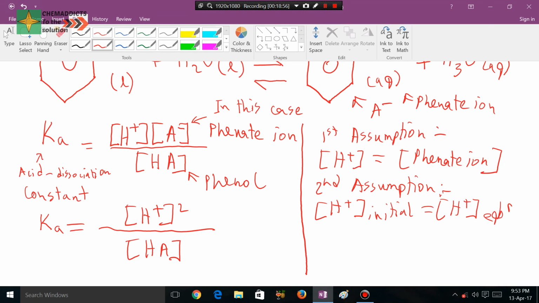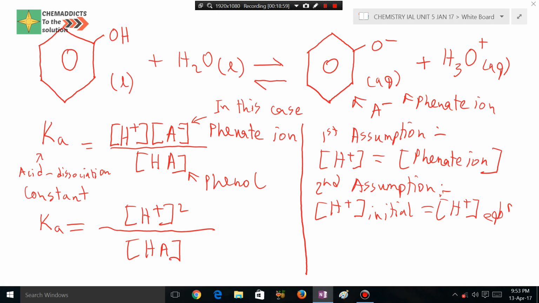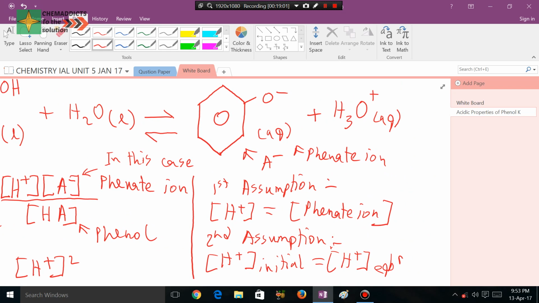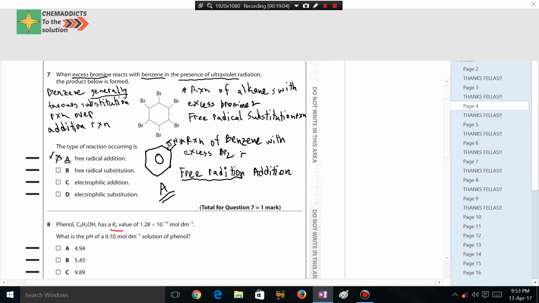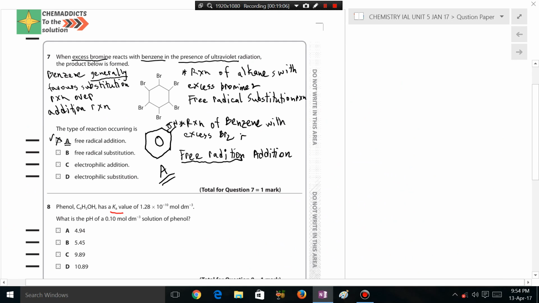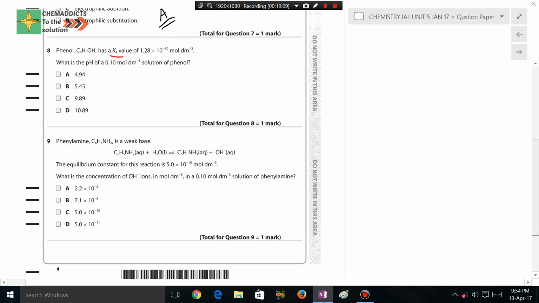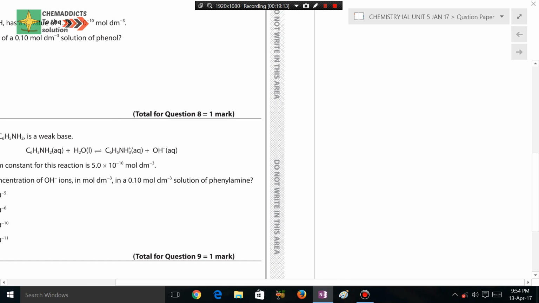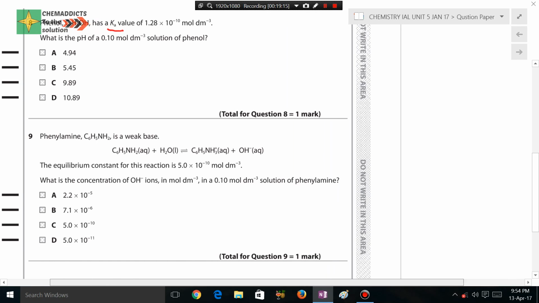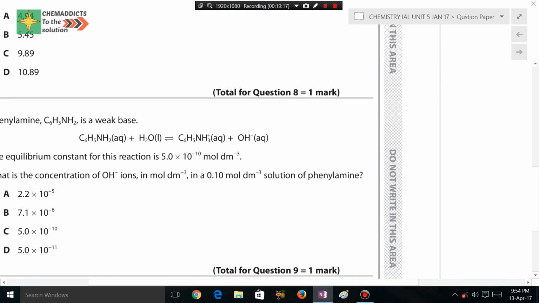So now where will we go? We will now go to the question. So here is the question. Let me zoom in a little bit since it is looking small.